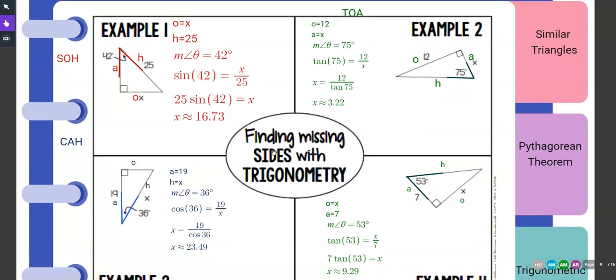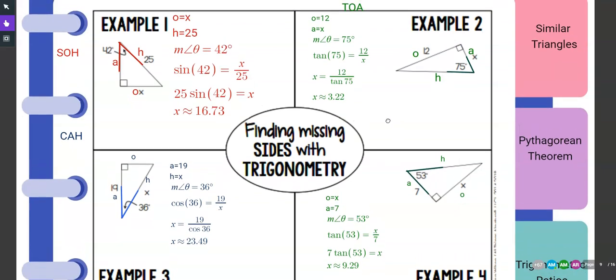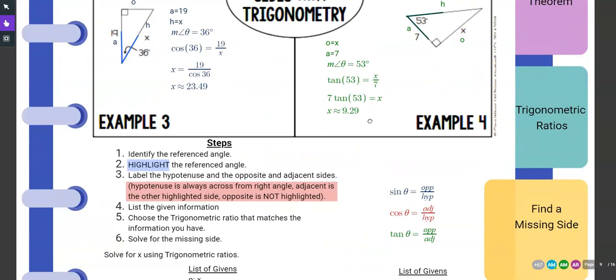So what are we going to do with trigonometry? Well, we are going to use it to find some missing sides and find missing angles. So when we look here, I have some step-by-steps. You can copy this later.